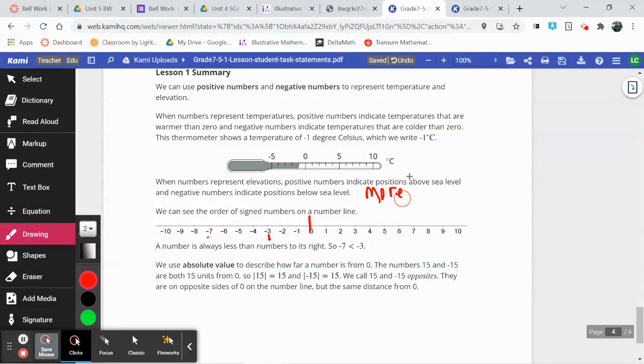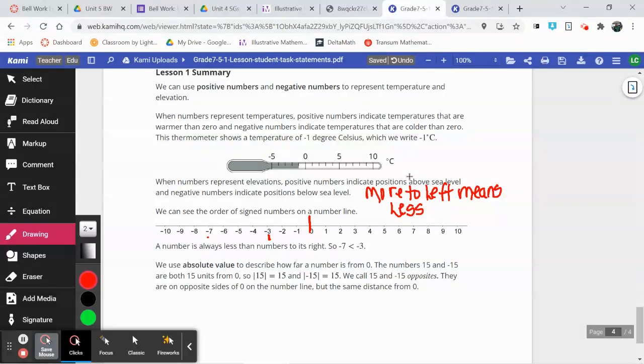More to the left means less. More to the left means less. Okay? It helps. All right?